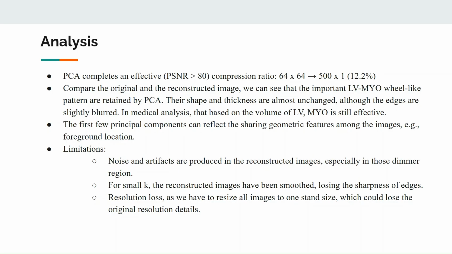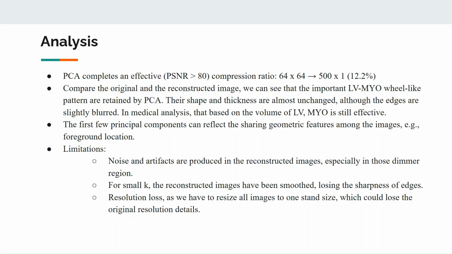First, noise and artifacts are produced in the reconstructed images, especially in those dimmer regions. Second, for small K, the reconstructed images have been smoothed, losing the sharpness of edges. Third, resolution loss, as we have to resize our images to one standard size, which could lose the original resolution details. PCA-based compression preserves the critical cardiac structural features. It demonstrated viability for medical image compression.